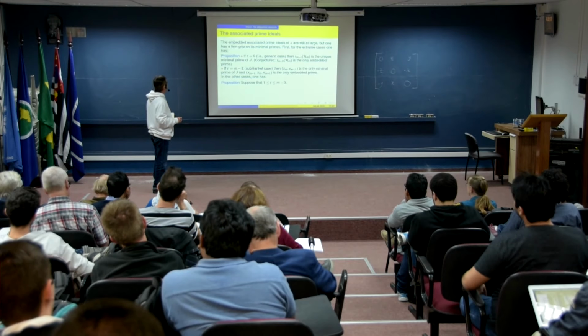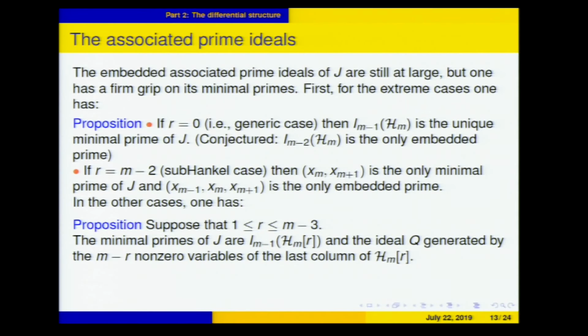So in the other cases, we have this. The minimal primes of J are the submaximal minors, always somehow, and the ideal Q generated by the m minus r non-zero variables of the last column. I don't want to go back all the way, but you remember there were zeros here, then there are variables which are non-zero, and then you take the ideal generated by this. So you see in general they have different codimensions.